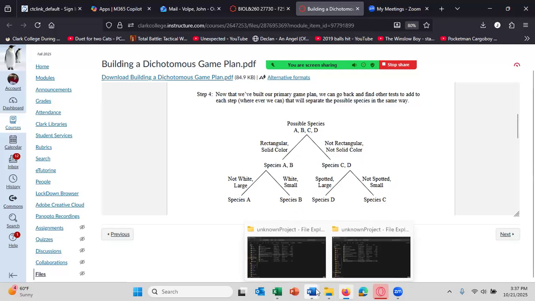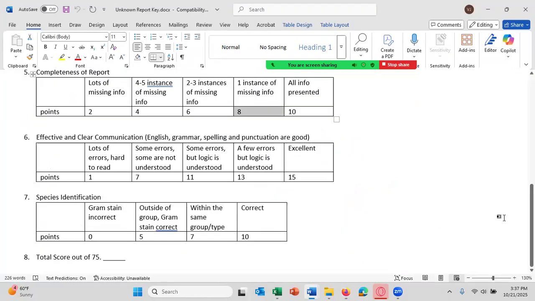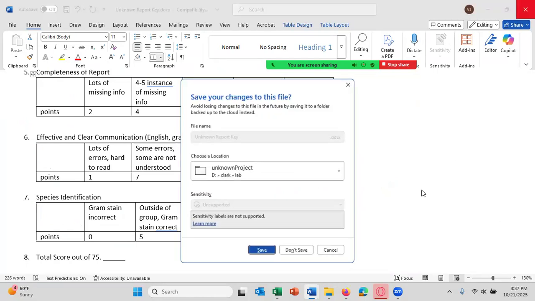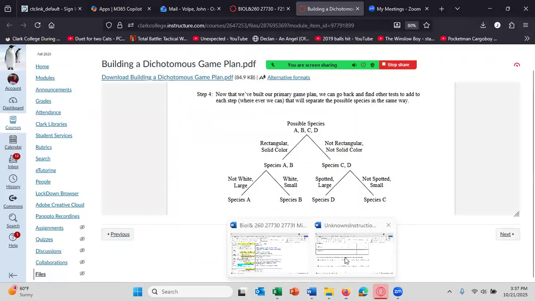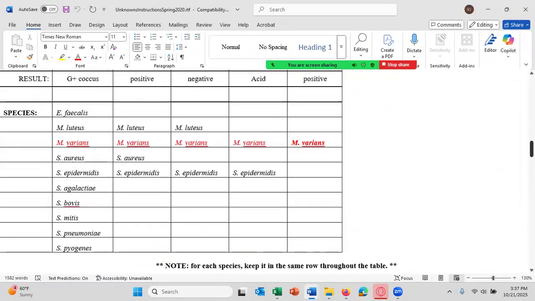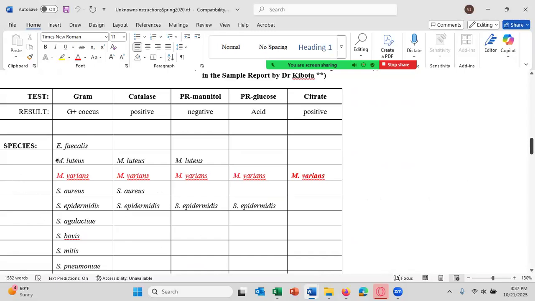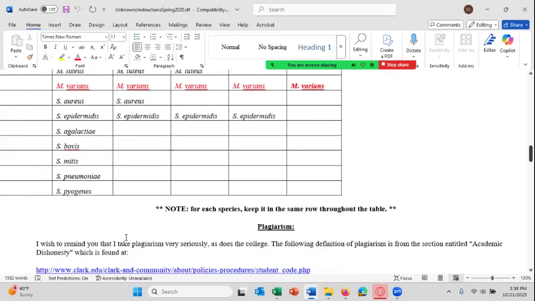Another example would be the table I gave you here. Oh, that's the key. Close that down. Didn't know I changed that. So they initially did the gram stain, separating the species into gram positive and gram negative. Gram negative aren't shown because we're not following those species, so you cross those out. And then you follow these species.